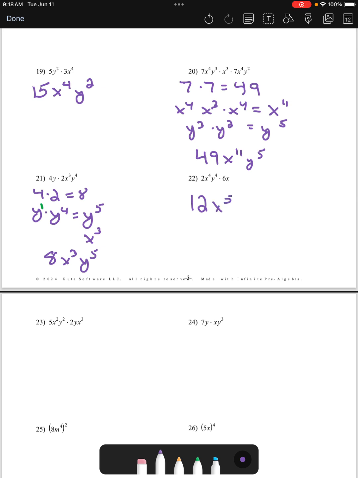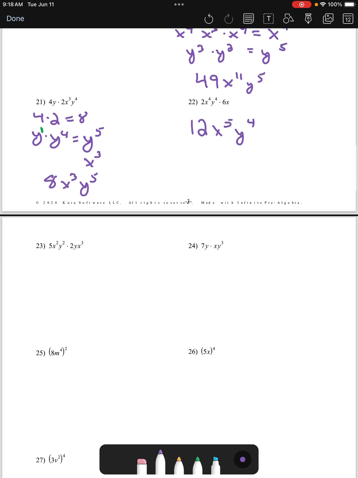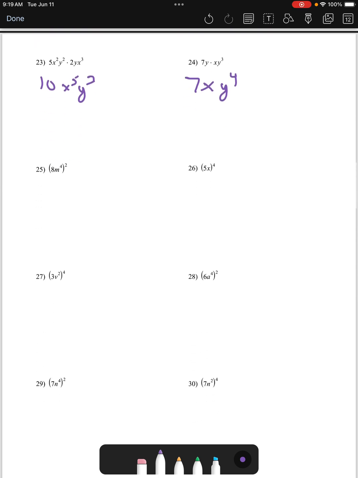In 22, 2 times 6 is 12. X to the fourth with the extra x from the 6. That's x to the fifth power. And the y is to the fourth power. In number 23, 5 times 2 is 10. X squared times x cubed is x to the fifth. Y squared times y is y to the third. In number 24, the 7 doesn't have anyone to combine with. The x doesn't have anyone to combine with. But y times y to the third power is y to the fourth power.